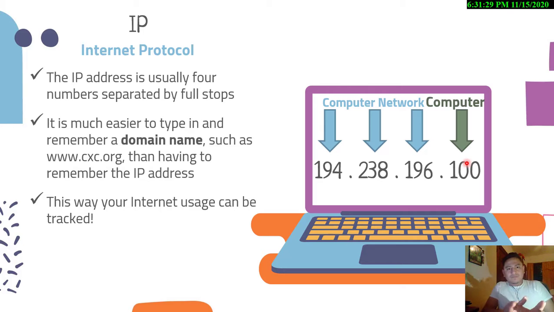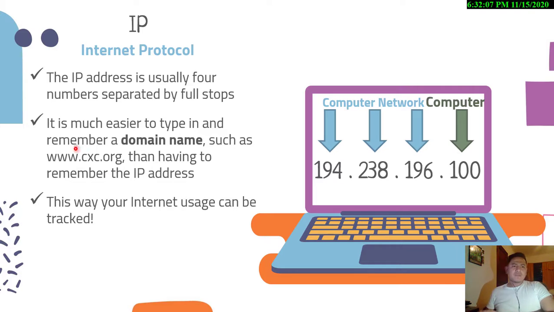If you're at home and you have a Wi-Fi network for everyone, and let's say that there are 5 different devices connected. All these 5 different devices will have the same numbers for the first 3 sections. All the devices will have 194.238.196. However, the last section of the IP address will have a unique number, and this unique number is what will identify the specific devices. Do you understand that?